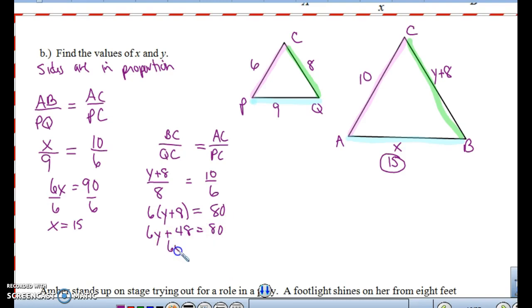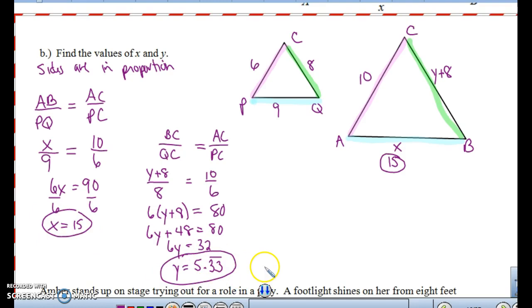Subtract the 48, that gives you 6y is equal to 32. And then divide by 6, and y is equal to 5.33. 5.33 repeating, it actually comes out to be. So that means the value of y is 5.33. So x is 15, y is 5.33.